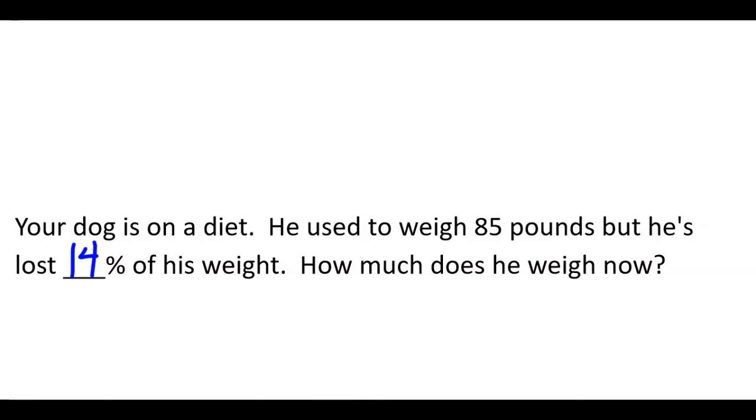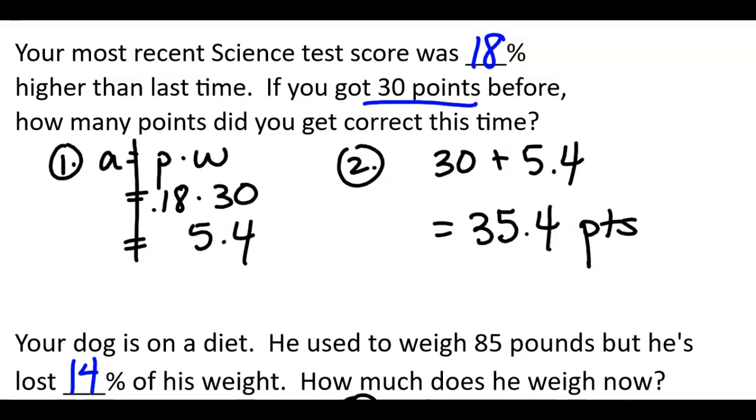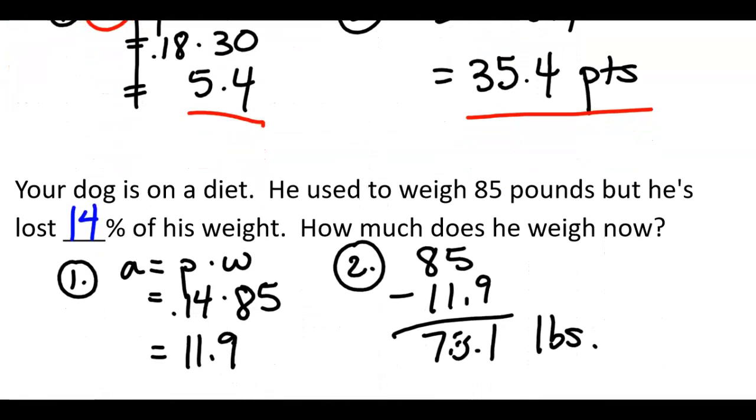Pause here. Try those. Okay, so for the first one, I found A, and I got 5.4. And since it's that much higher, it went up that much, I'm going to add the 5.4, and so now my new score would be 35.4. Okay, the one about the dog, I found 14% of 85 is 11.9 pounds. Okay, so if he is on a diet and he lost that much, that's how much I would be subtracting. So original 85 pounds minus 11.9, and that brings it to 73.1 pounds.